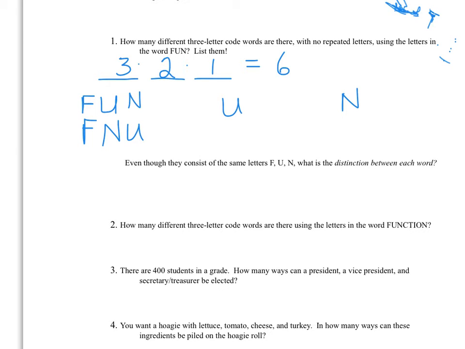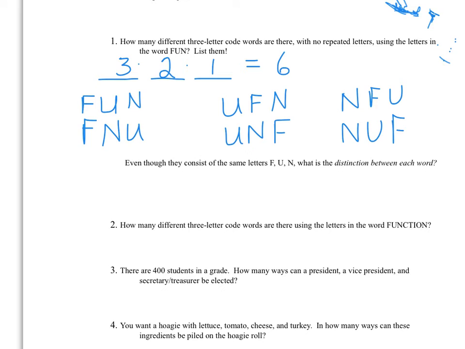If I start with a U, again, I have 2 choices for the second letter. I can have UF or UN, and then I don't have a choice for the third. It would have to be the missing letter. And if I start with N, then I can have NF or NU. And once again, the third letter falls into place because I only have 1 choice left. So there are my 6 choices. And even though they consist of the same letters, obviously, they are different codes because they have a different order.